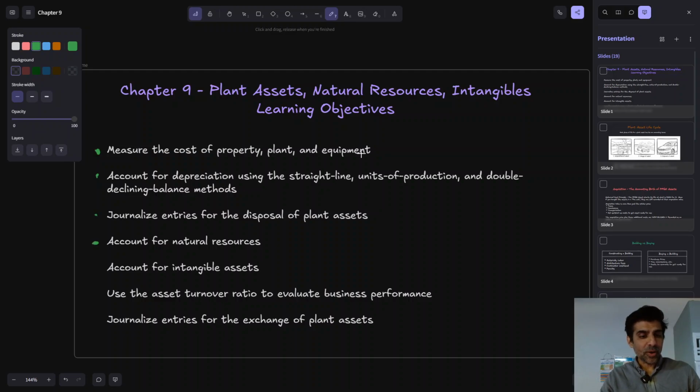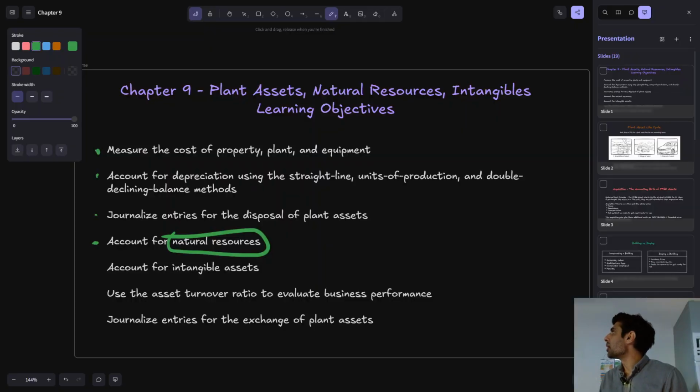Within chapter 9, we're also talking about natural resources. This is another type of long-term asset that we have on our balance sheet for things that we extract out of the ground. Okay, so let's talk about how to account for that. It's very similar to how we account for what we call PP&E, property, plant, and equipment. But there's slightly different terminology and certain different topics related to natural resources.